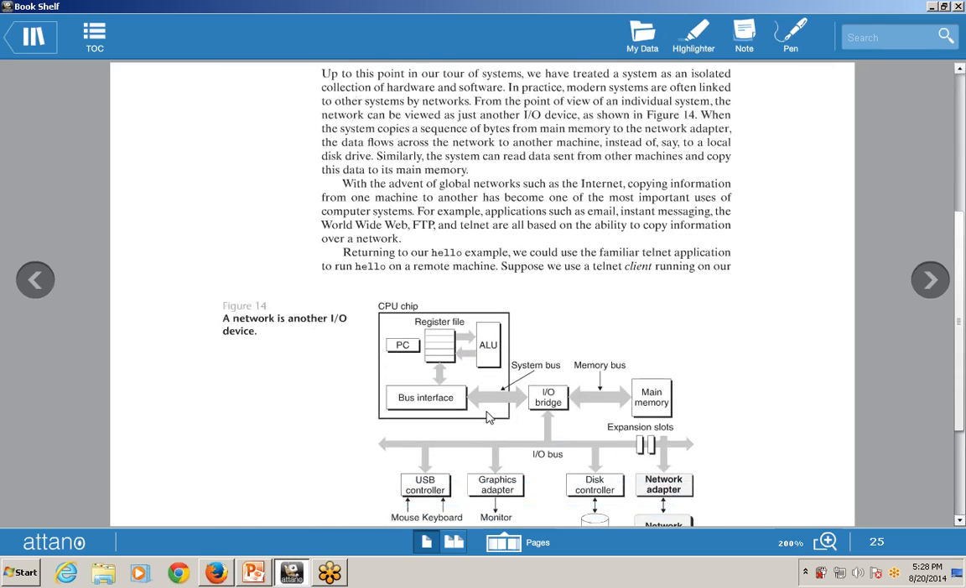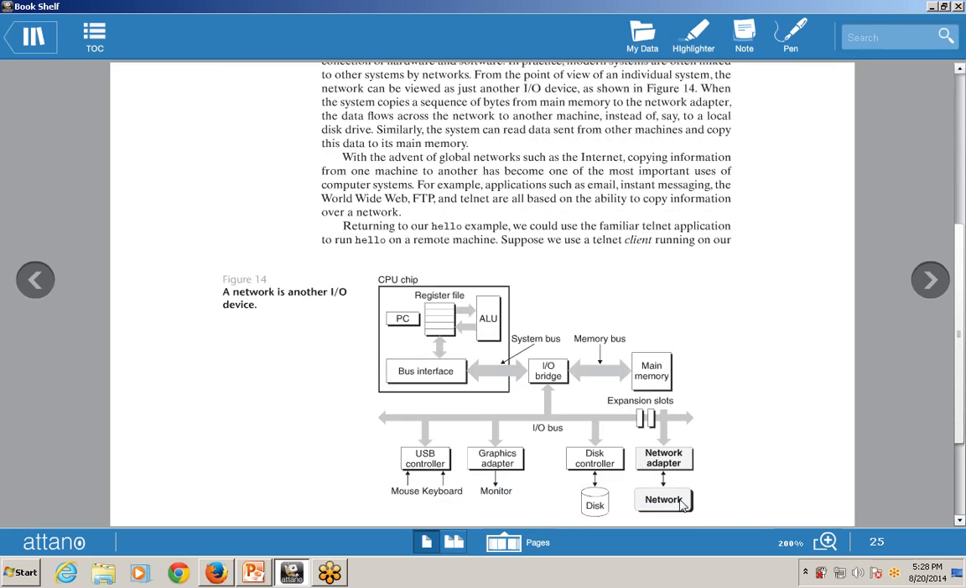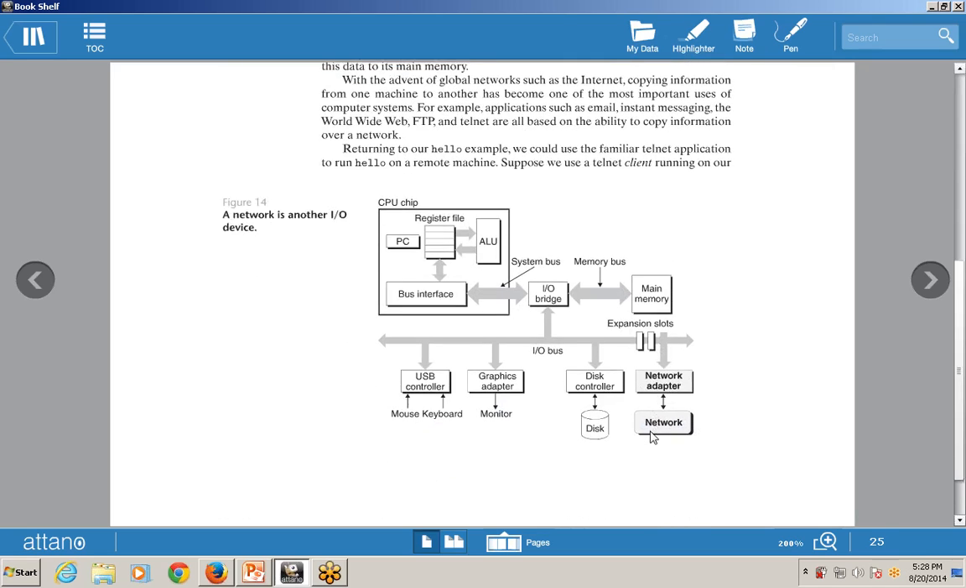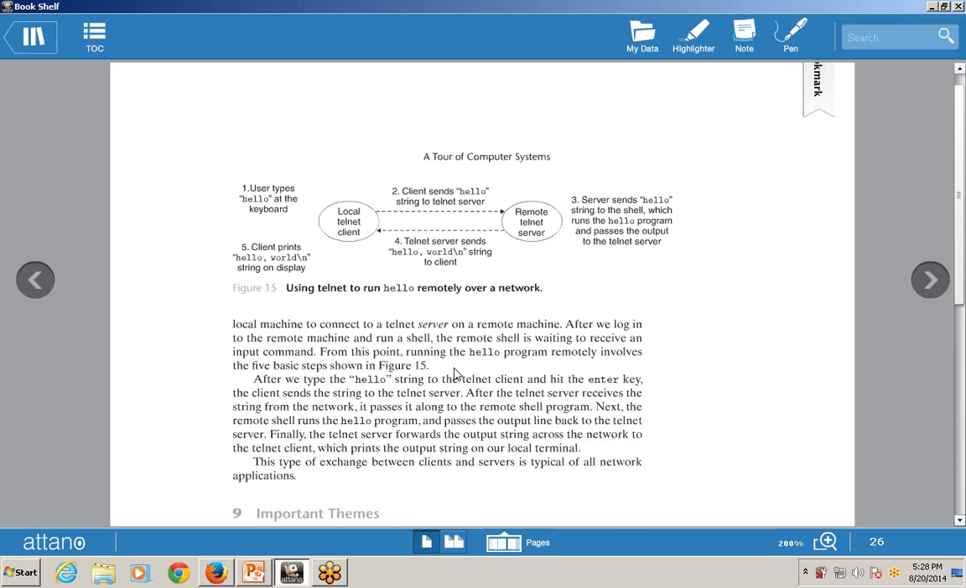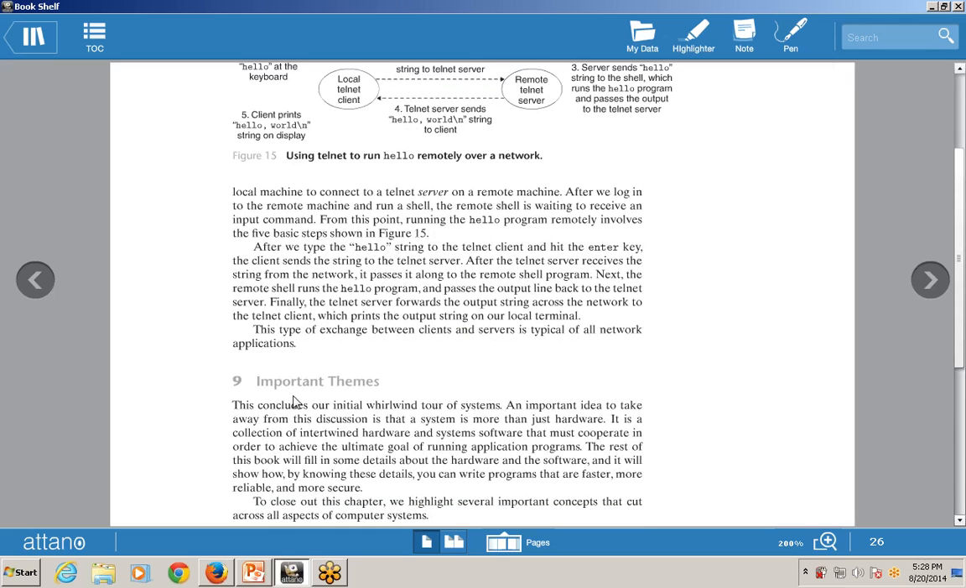This is the network file. There is a network adapter that is used for connecting to the network. Then how can we connect to the network? By using the telnet program. There is a telnet program that is used for using the network. So there is a protocol that is known as telnet. The full form is telecommunication network. There are multiple steps. These are the 5 steps that we use while using the telnet program over a network.